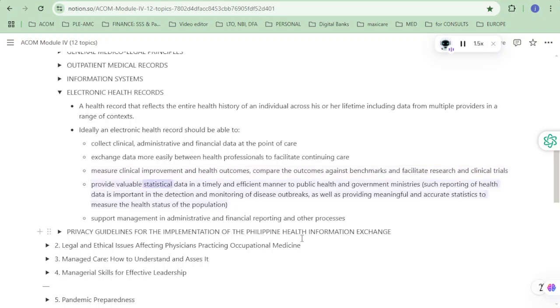Provide valuable statistical data in a timely and efficient manner to public health and government ministries. Such reporting of health data is important in the detection and monitoring of disease outbreaks, as well as providing meaningful and accurate statistics to measure the health status of the population. Support management in administrative and financial reporting and other processes.